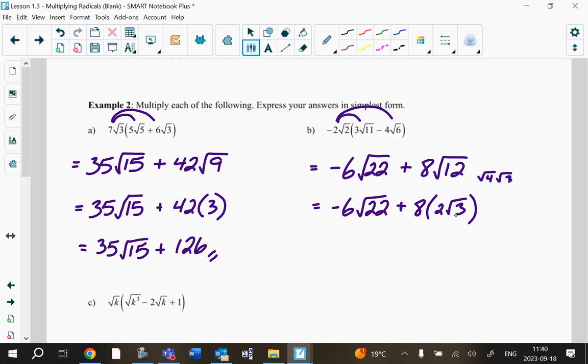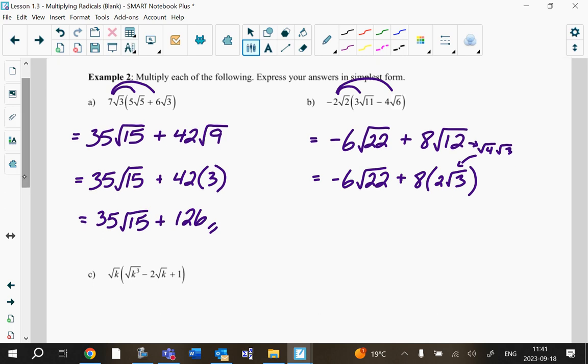Okay, so I'm just going to go like this. You guys will do so many of these that you should get to the point where you're doing several of them in your head. Like root 28, 2 root 7, because you'll think in your head root 4 times root 7, which is 2 root 7. Some of the bigger ones you may have to show your work, but some of the smaller ones you'll start getting quickly and be able to do mentally. So that gives us negative 6 root 22 plus 16 root 3.